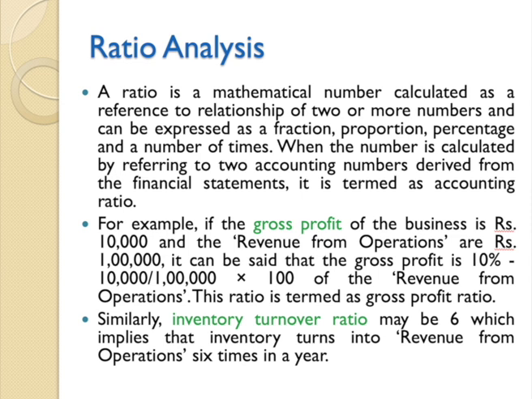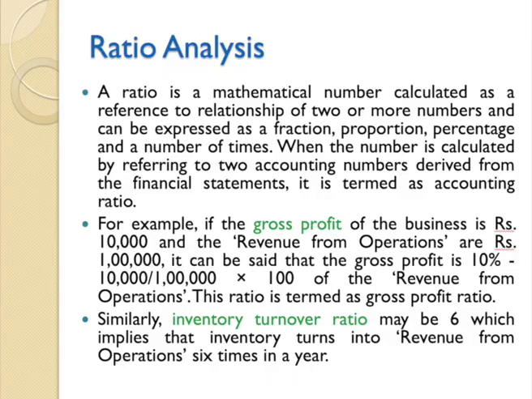So when the number is calculated by referring to two accounting numbers derived from the financial statements, it is termed as accounting ratios. In simple terms, dear students, when the number is calculated by referring to two accounting numbers derived from the financial statement, it is termed as accounting ratio. For example, if the gross profit of the business is 10,000 and the sales is 1 lakh rupees, gross profit ratio will be 10%, that is 10,000 divided by 1 lakh, that is for every 100 rupees of sales your gross profit is 10%.